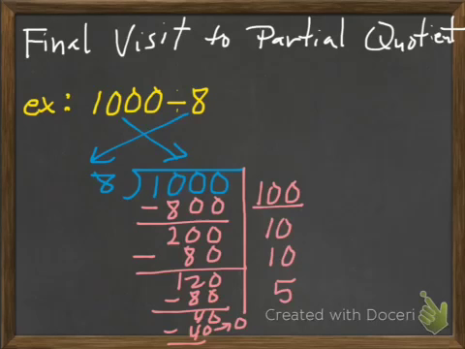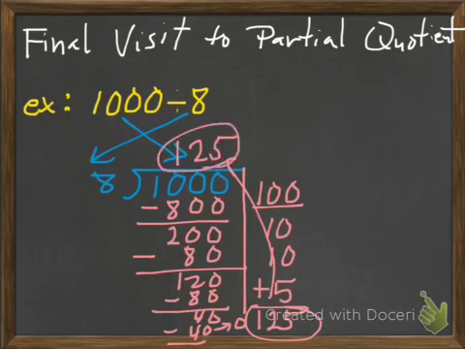And now, to finish this problem, all I need to do is add up this column, 100 plus 10 plus 10 plus 5. Let's line up the ones digits. 0, 0, 0, and 5 gives me 5. 0, 1, and 1 gives me 2. And then the 1 gives me 125. Now I can circle it, or better yet, put that answer up here on top. 125 is the answer. So that's partial quotients division.